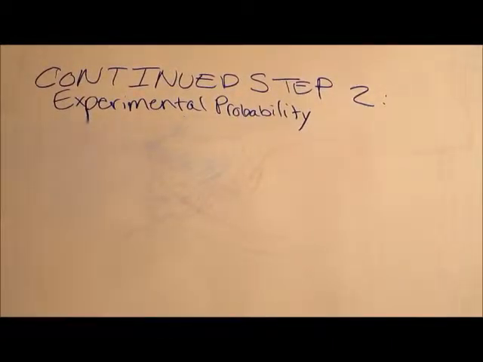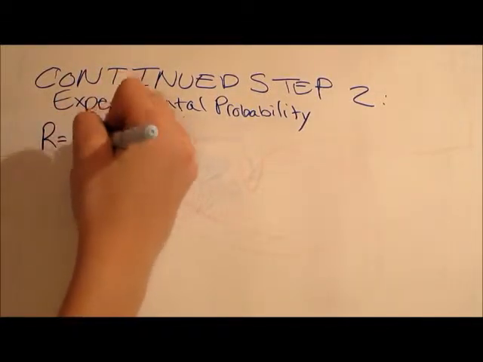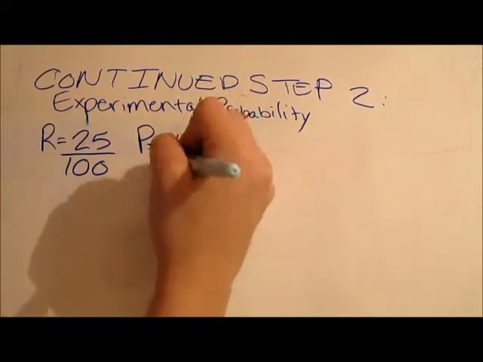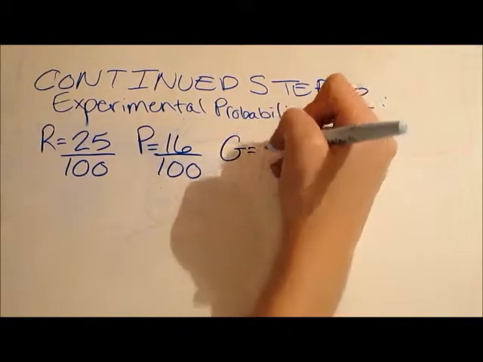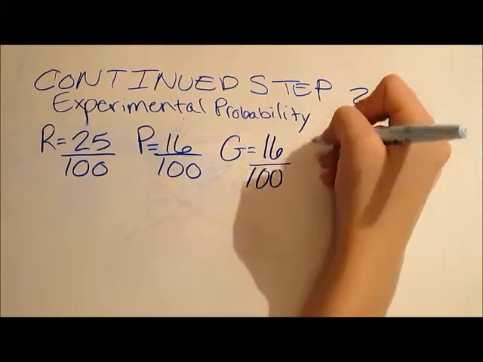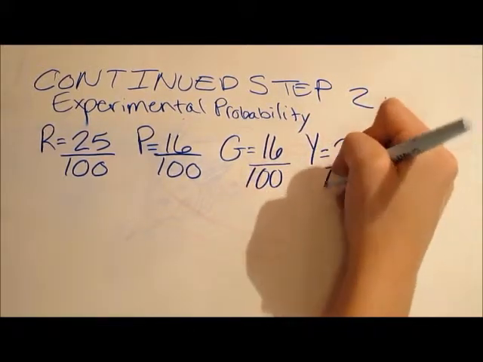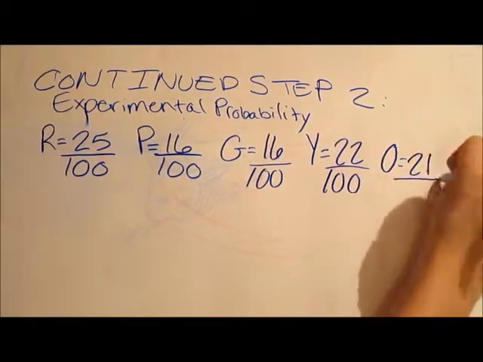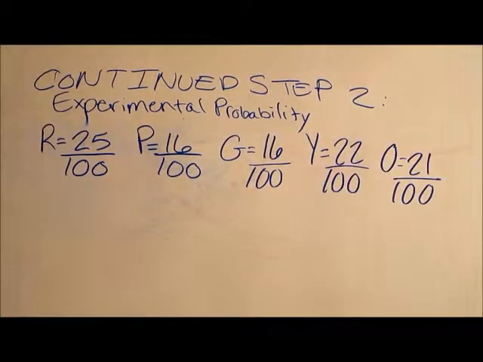Continued step 2, experimental probability. So we've already figured out our tallies for the Skittle colors, and now it's time to put them into fractions. The fraction for red is 25 out of 100, purple is 16 out of 100, green is 16 out of 100, yellow is 22 out of 100, and orange is 21 out of 100. But these fractions can be simplified.